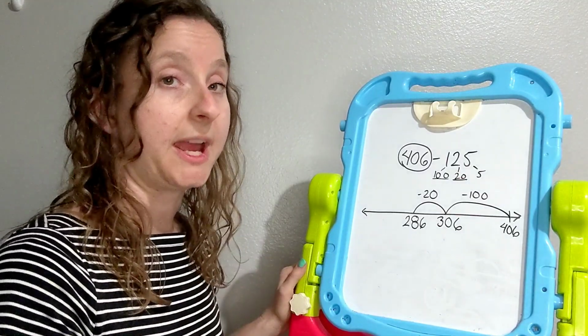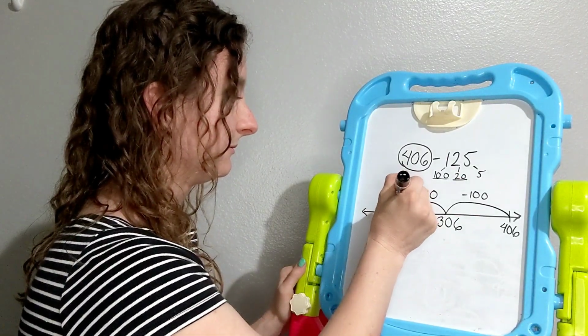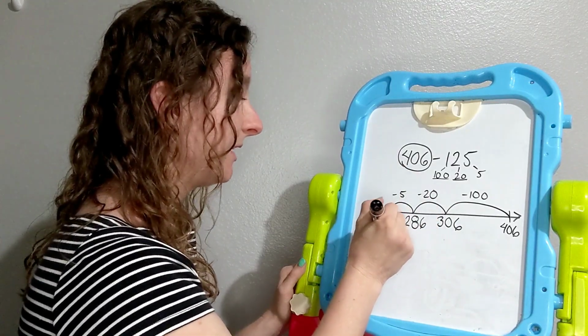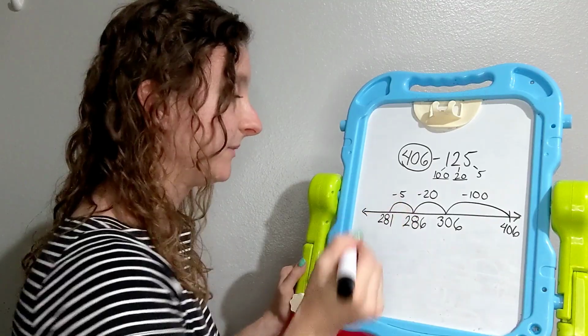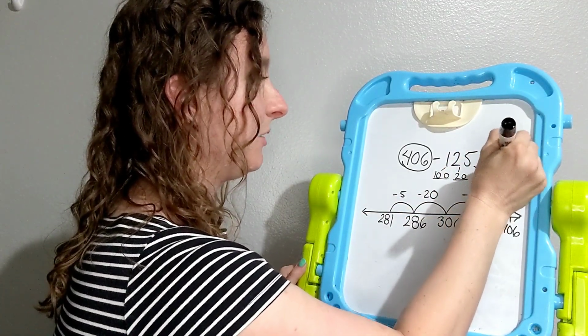Now I'm going to take away 5 more. 286 minus 5 is 281. So my answer is 281.